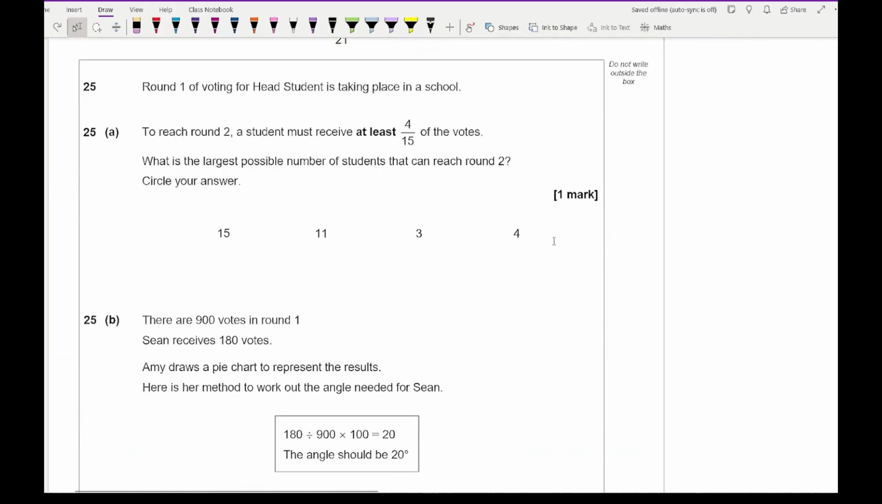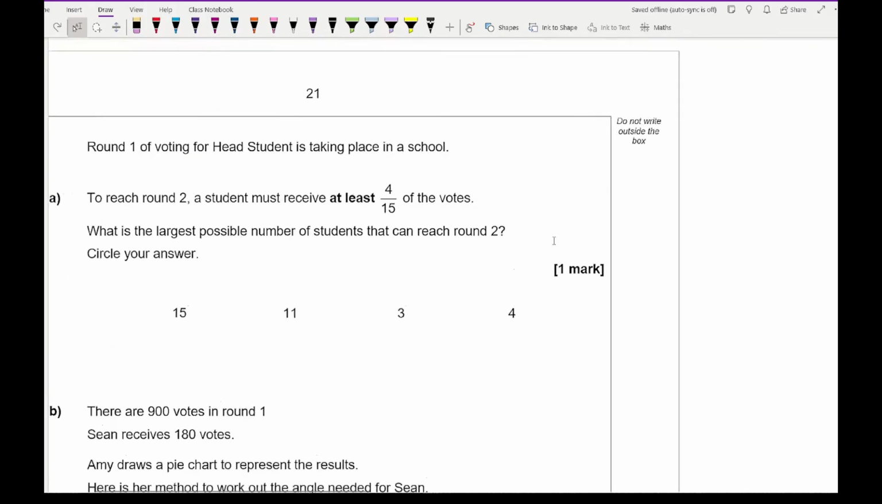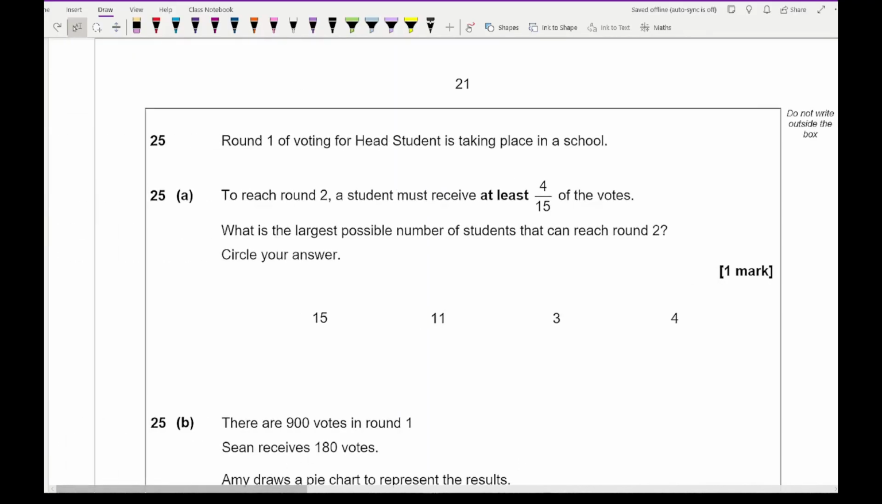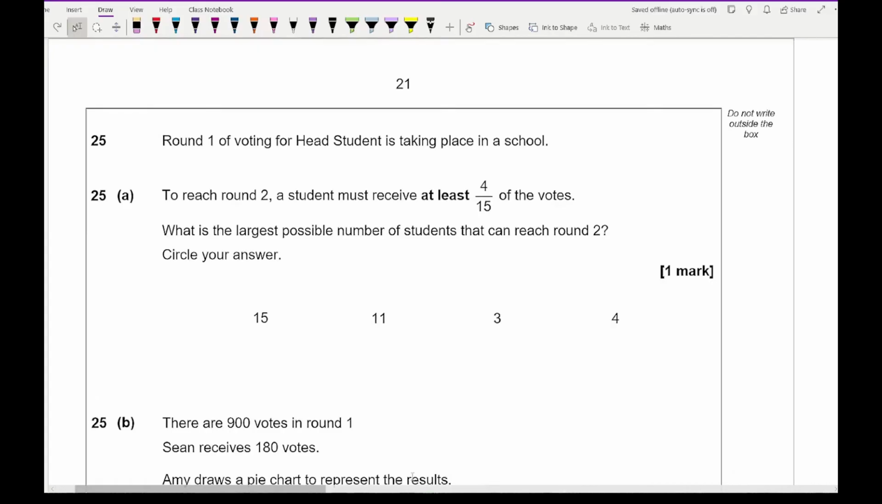Moving on to question 25, let's zoom in so we can see it a little bit more on the screen. There we go. It says round 1 of voting for head student is taking place at a school. To reach round 2, a student must receive at least 4/15 of the votes. What is the largest number of students that can reach round 2? It says circle your answer.